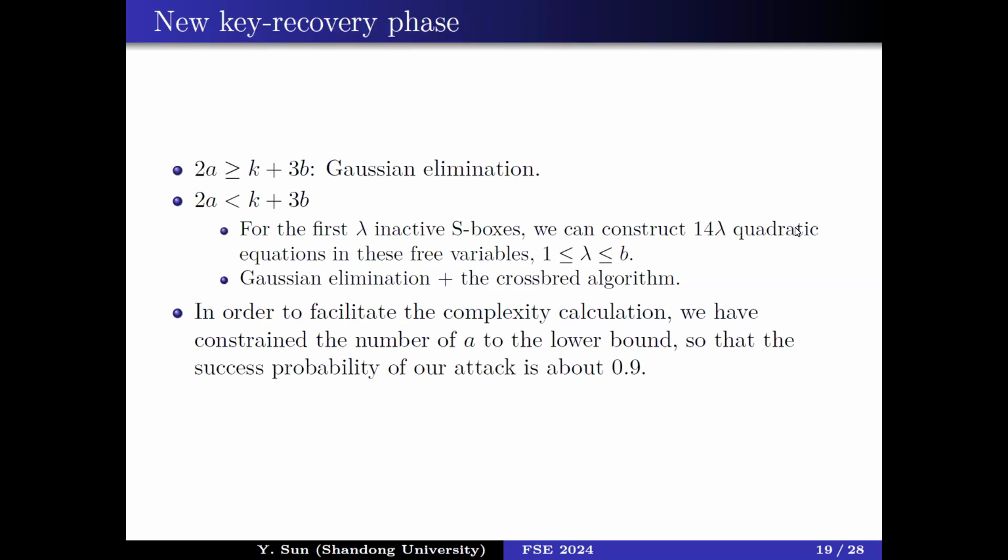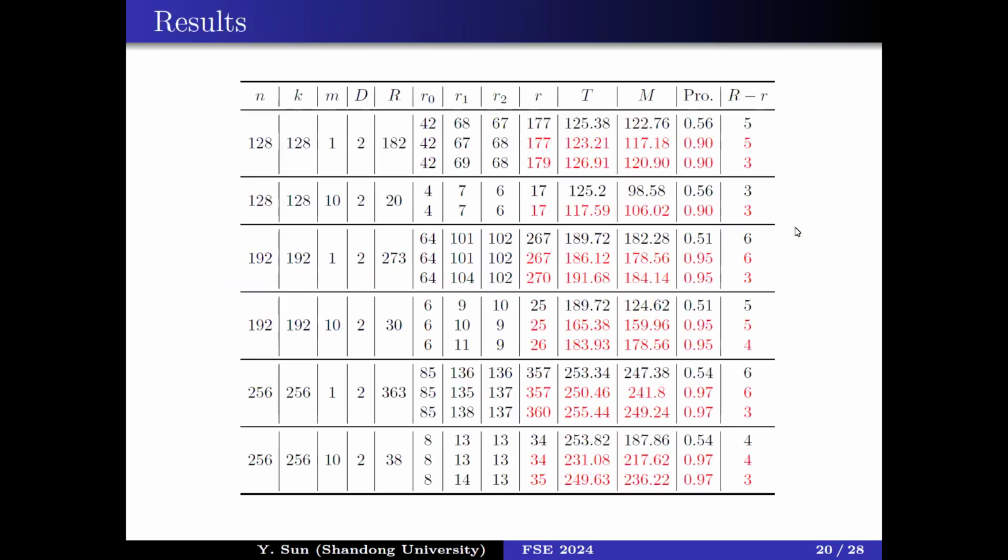In our attack, we construct 14 lambda quadratic equations for the first lambda inactive S-boxes, and not for the B inactive S-boxes. We use Gaussian elimination and the crossbred algorithm to solve the equation system. The success probability of the attack is about 0.9. The table shows that the security margin of some instances can be reduced to 3 or 4 rounds, and we improve the success probability from around 0.5 to over 0.9.